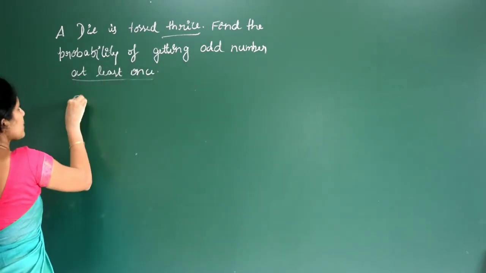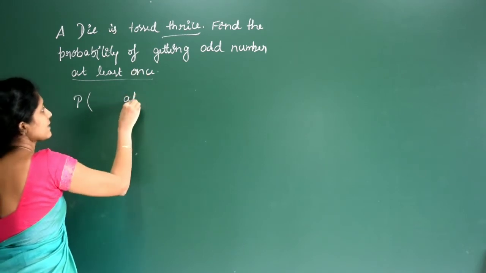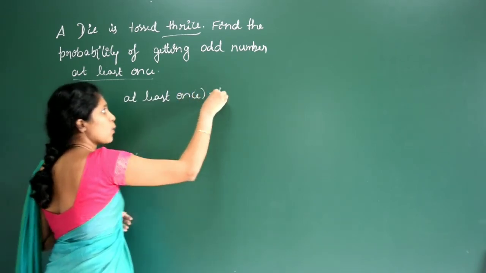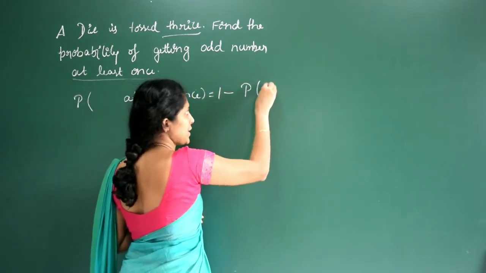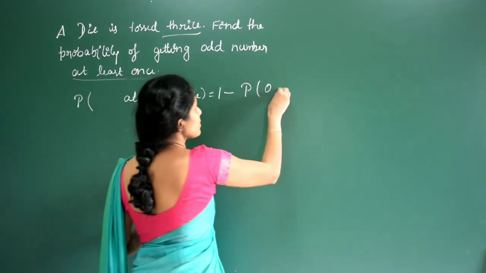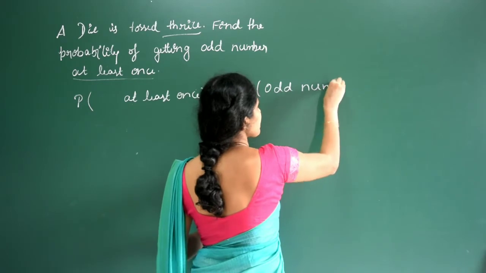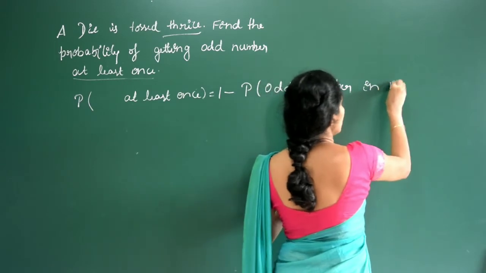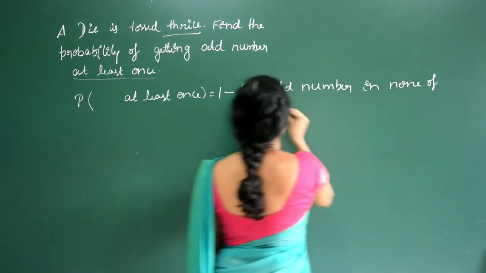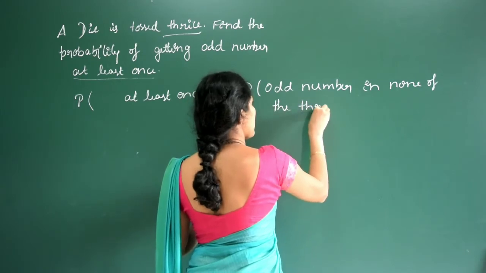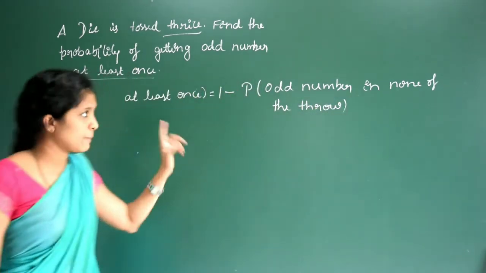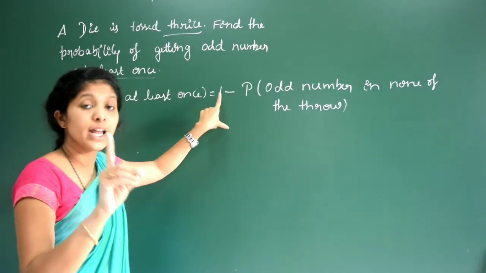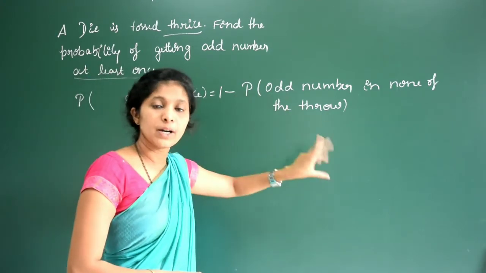What can we write for this? Probability of getting an odd number at least once. See, can I write like this? At least once is equal to 1 minus the probability of getting an odd number in none of the throws. Probability of getting an odd number at least once is equal to the total probability, which is 1, right? 1 minus the probability of getting an odd number in none of the throws.